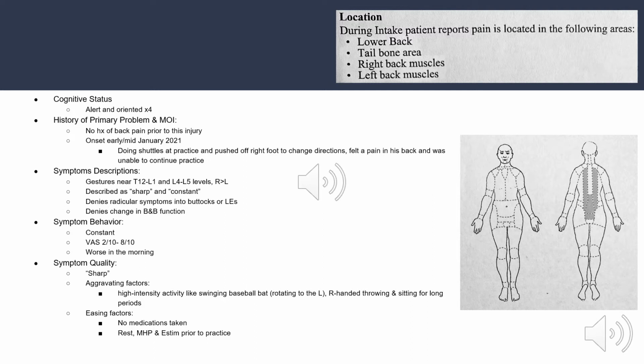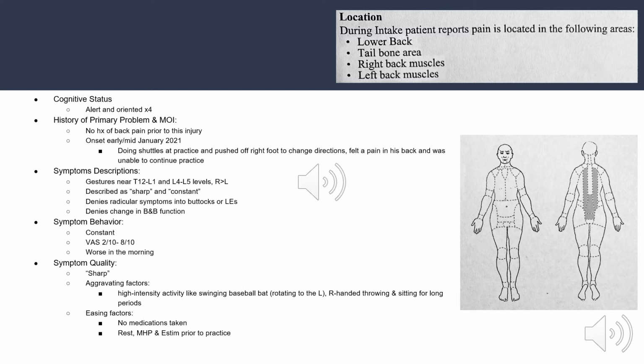In terms of the behavior of symptoms, it is constant, like I said. On the VAS, he rates it from 2 out of 10 at best to 8 out of 10 at worst, and it is worse in the morning when he is more stiff and hasn't moved a little bit. The quality of his symptoms, the pain is sharp.